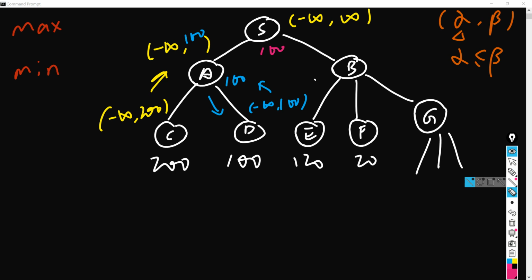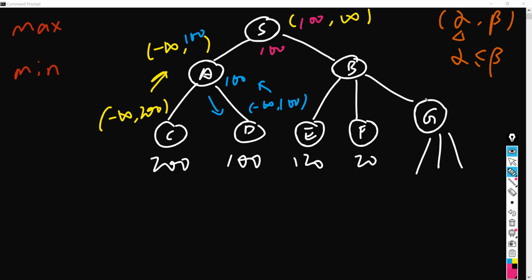And in the meanwhile, since the beta value here has already been changed to 100, and the value of A here is 100 as well, we don't care about B since we don't know B's value yet. So to do the maximum value, we check 100 and minus infinity, which is the alpha value here. Since 100 is greater than minus infinity, we are going to change the minus infinity to 100. Okay, so we have done the left branch.